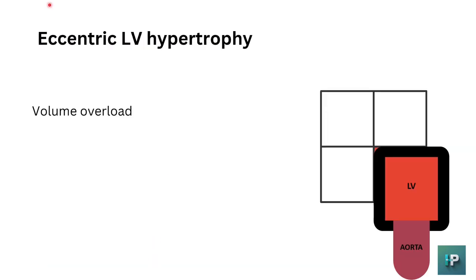Then here is the eccentric left ventricular hypertrophy. Here you can see the eccentric hypertrophy because of volume overload. That is, the size of the chamber is increased along with hypertrophy of the ventricular wall. Ventricular wall size increases and chamber size increases.